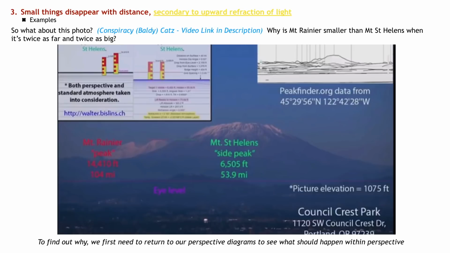And finally, this example, which has been talked about recently, so this was from Conspiracy Cats. Why is Mount Rainier smaller than Mount St. Helens when it is twice as far and twice as big? So to find out why, we first need to return to our perspective diagrams to see what should happen within perspective.